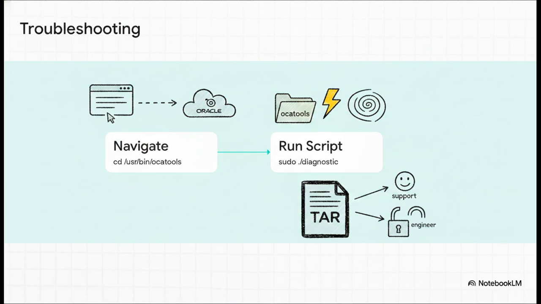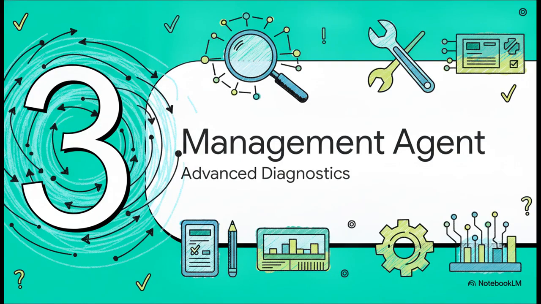Okay, for all you IT ops folks listening, here is a super actionable takeaway. When things go sideways and you're working with support engineers to troubleshoot the Oracle Cloud Agent, you're going to need to pull diagnostic data. You can knock this out quickly by going to the OCAT tools directory. That's /usr/bin/OCAT tools, and just run the diagnostic script with sudo privileges. Boom. That automatically generates a tar file packed with all the diagnostic data your support engineer needs to get you unblocked.